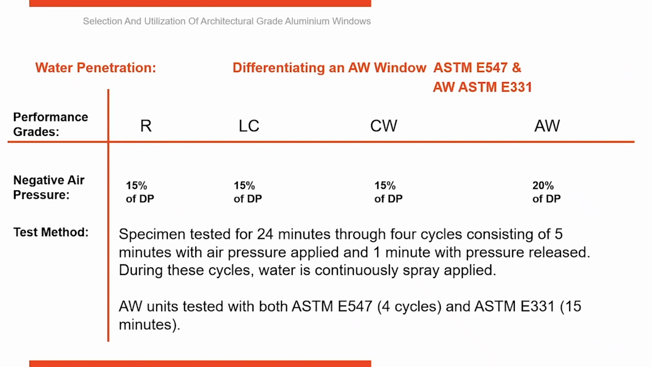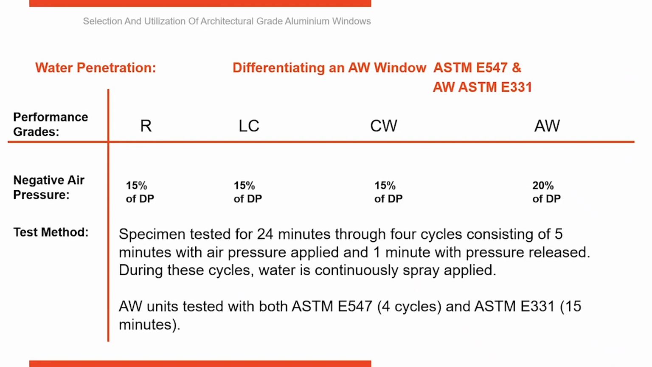So again, you can see then that with an AW window it is 20% of the design pressure. So if there was a DP 40, then the negative pressure on the inside is going to be 8 pounds negative pressure, where with the others it's only going to be 15% of the design pressure.